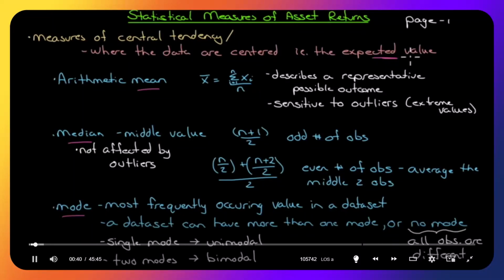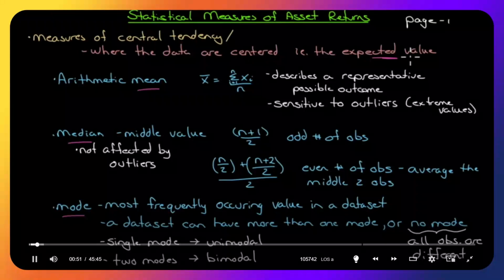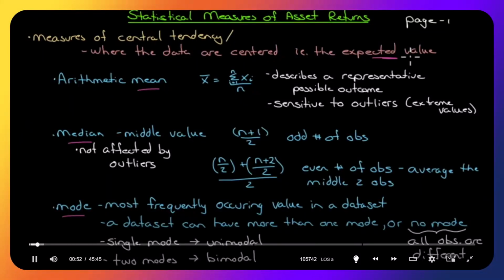So if we had a bunch of observations and we took one at random, and if we had to guess what it would be, we would probably want to guess somewhere in the middle of the distribution. We can use the arithmetic mean, which is simply the sum of all the observations divided by n. It describes a representative possible outcome. However, it is sensitive to outliers.